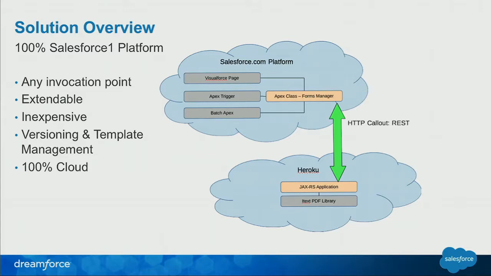For versioning and template management, we use Chatter. So in Chatter, for those of you who don't know, you can version your files in Chatter, and you can also make them publicly accessible URLs. So what we do is our business users will check in and check out the documents basically in Chatter and upload new versions.